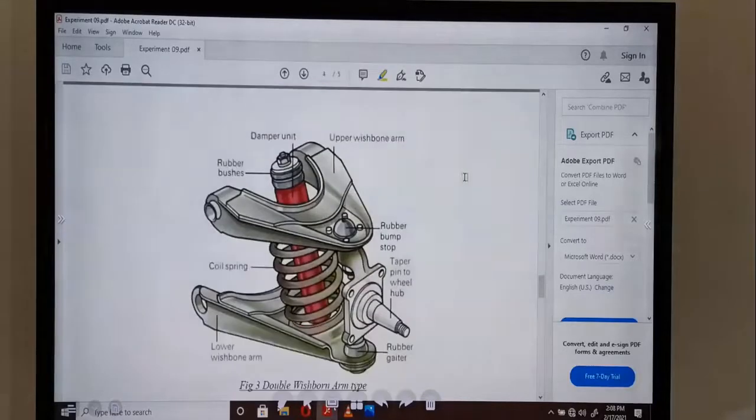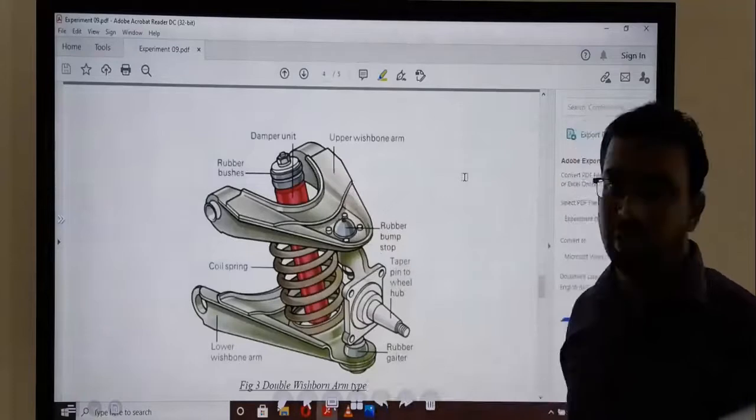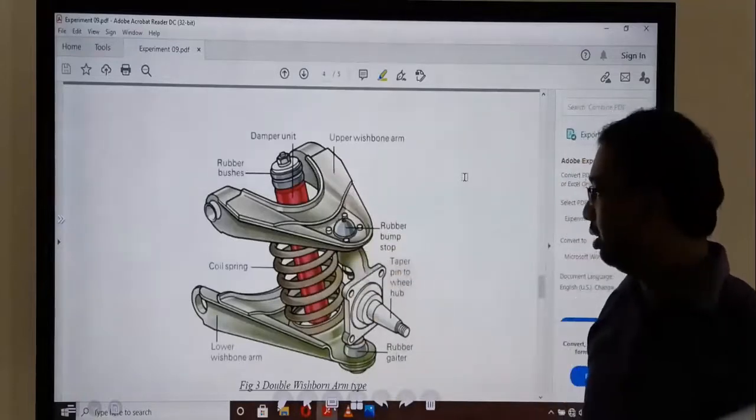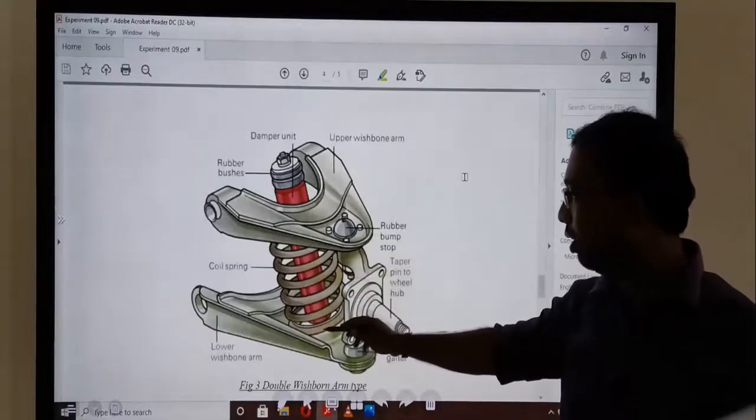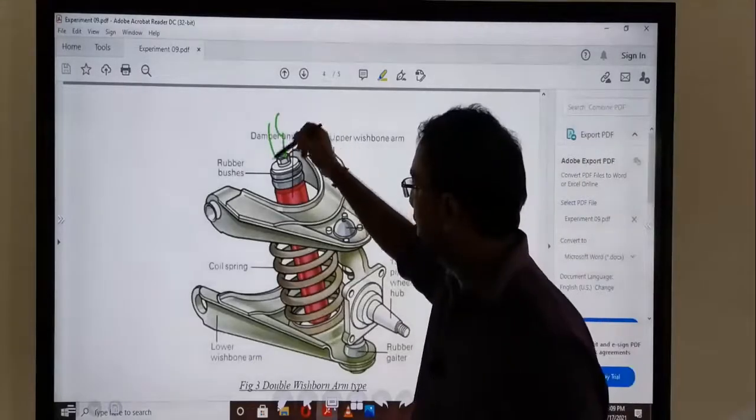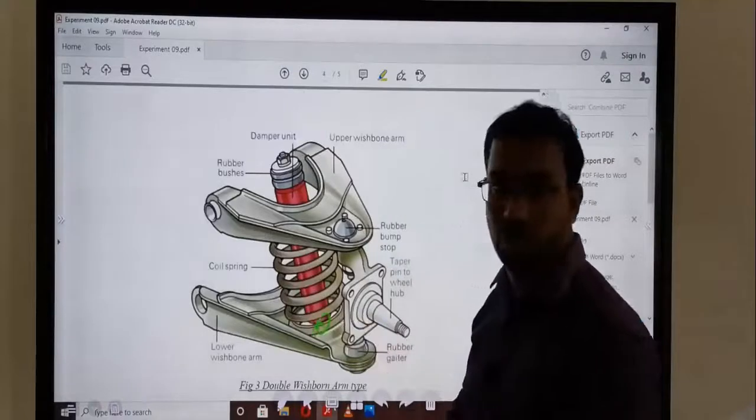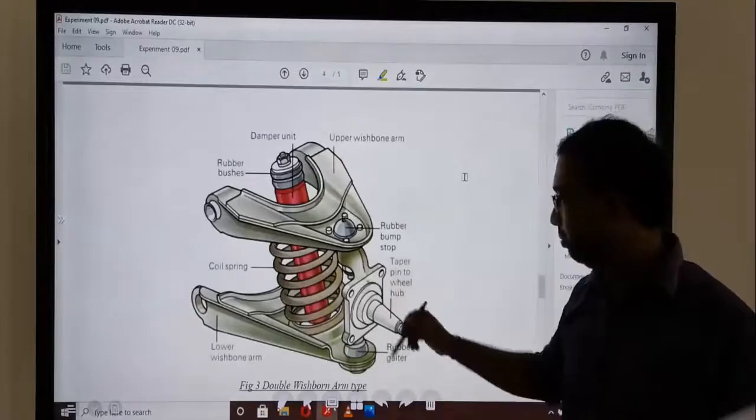That means this shock absorber is placed inside the coil spring and finally is attached to the lower arm. Here it's attached to the lower arm; the upper arm is not attached. It's attached to the chassis here, but here it is straightly attached to the lower arm and it's also attached to the wheel hub.